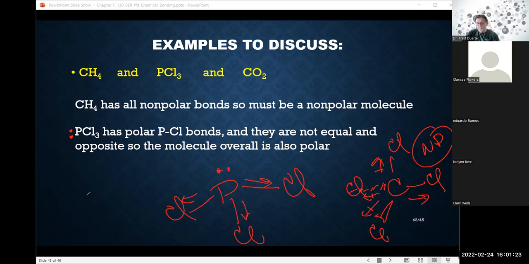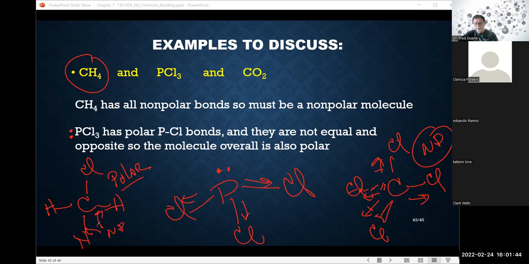Now, if I take this one, methane, I substitute one of the hydrogens with the chloride, guess what? I got a polar species. Because even though I got three nonpolar bonds, right here, right here, right here, I got one polar bond, the carbon chloride bond. And therefore, overall, the molecule is polar. Okay? Until such time I replace those hydrogens with four chlorides, then I go back to nonpolar. Because when I'm over here, the polar bonds cancel out.